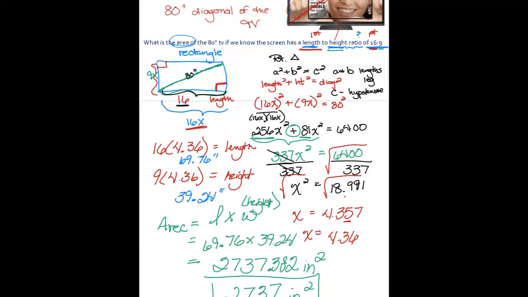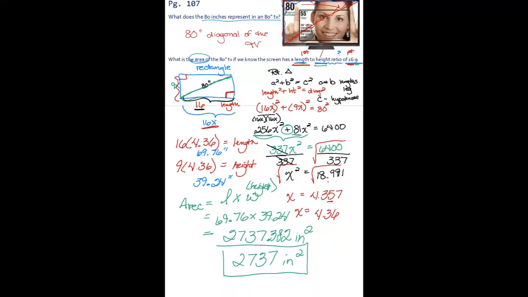Mon Dieu, where did this all come from? From a ratio of 16 to 9. No, it does not mean a 16 length by 9. You have to find some common multiple. Okay? Any questions about all of that?